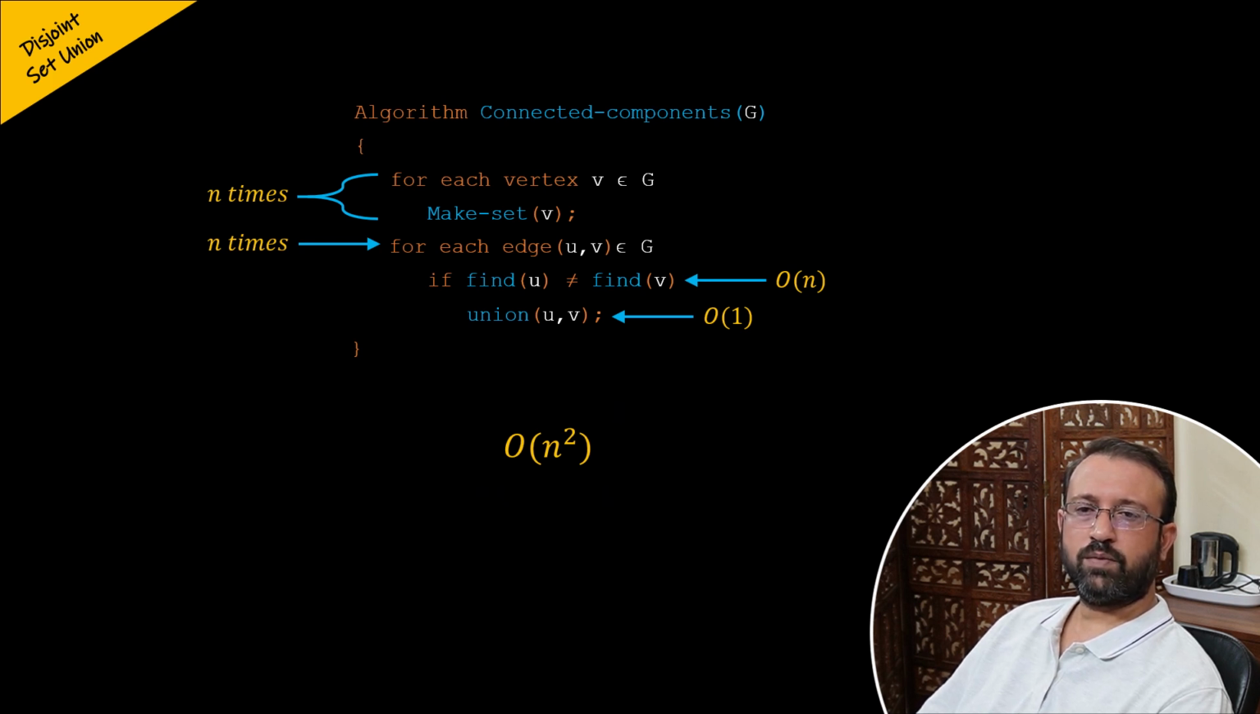So this algorithm will create disjoint sets, and at the end, we will be able to know how many components are there in the graph based on the number of disjoint sets remaining.